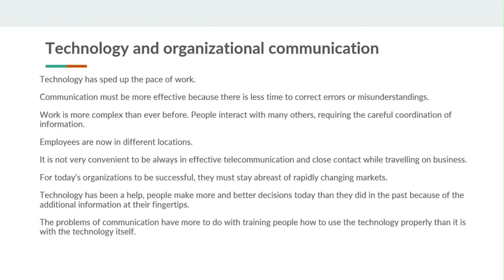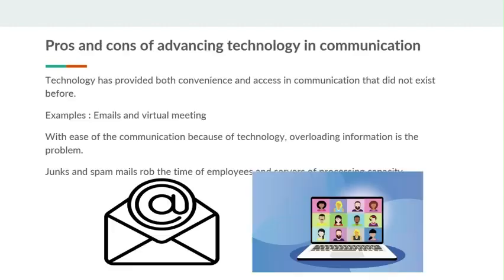So the problems of communication have more to do with training people how to use the technology properly than with the technology itself. The last one is the pros and cons of advancing technology in communication. Technology has provided both convenience and access in communication that didn't exist before, for example, emails and virtual meetings.